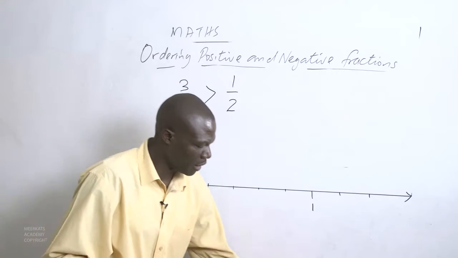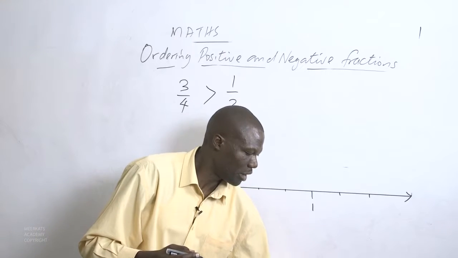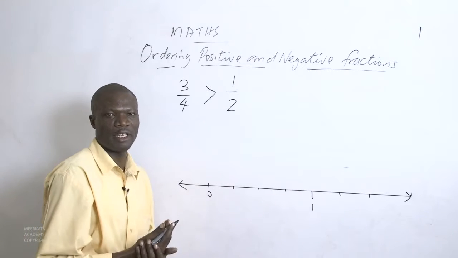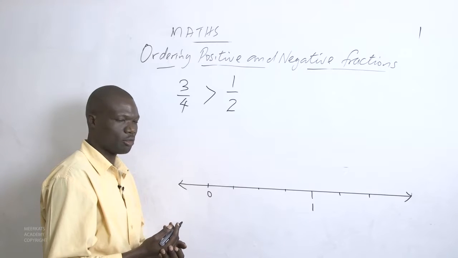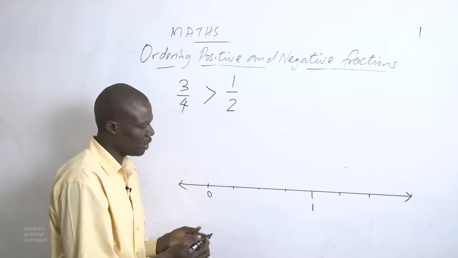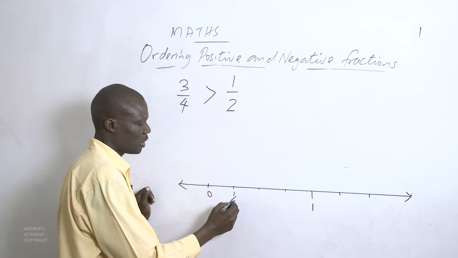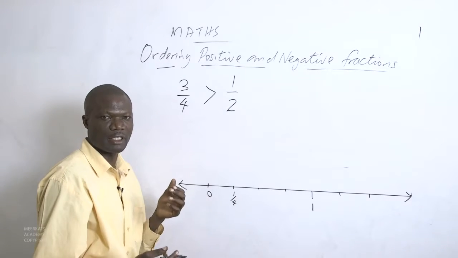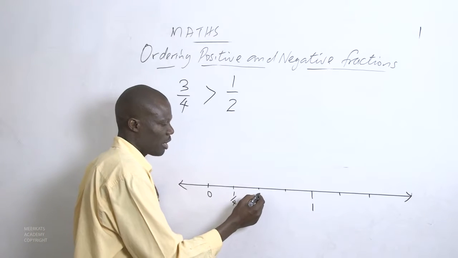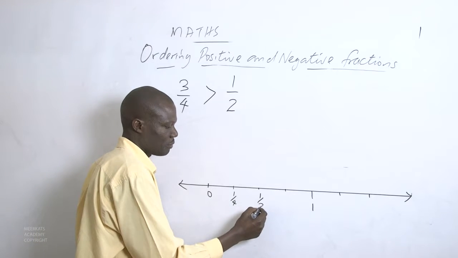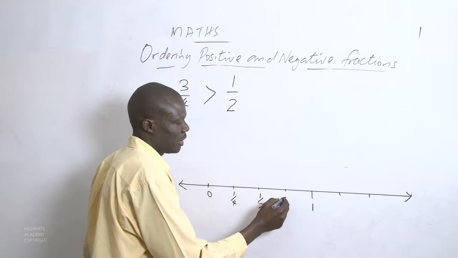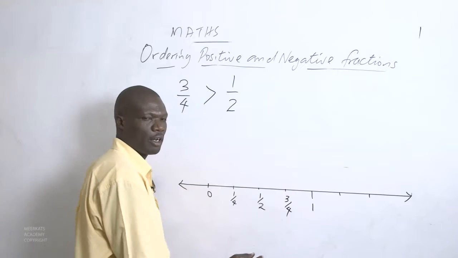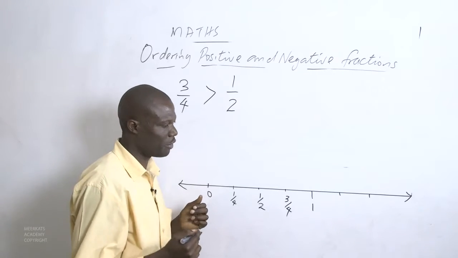So in our number line here, we have a number line starting from 0 to 1, but it is divided into 4 parts, which implies that the first part that we have is a quarter, which is 1 over 4. The second part is 2 over 4, which is our half. The third part is 3 over 4. This is 1, which is equivalent to 4 over 4.